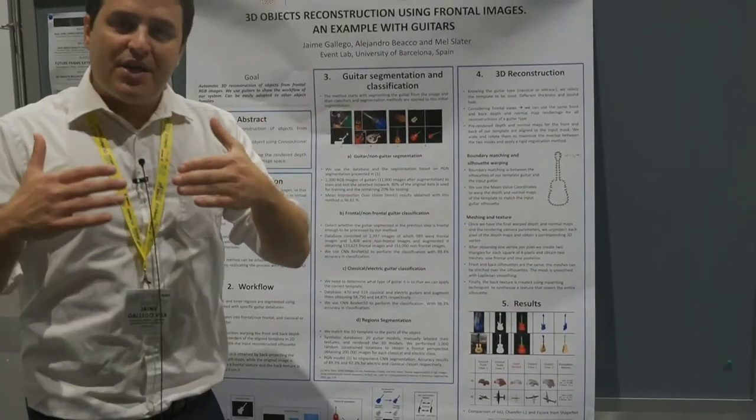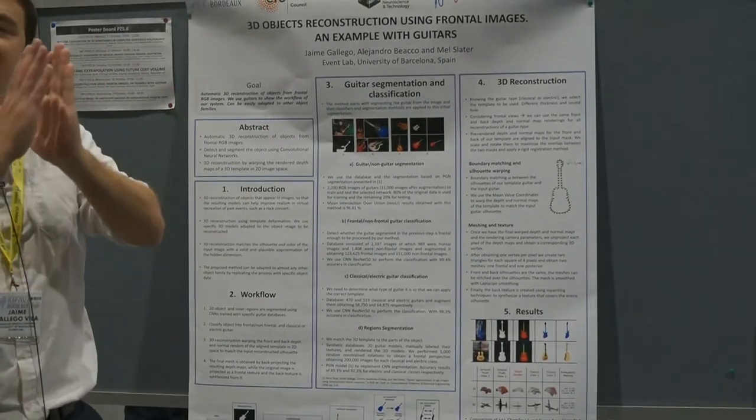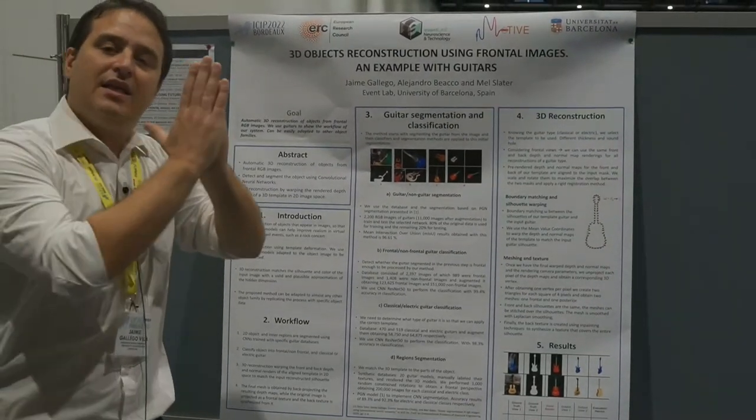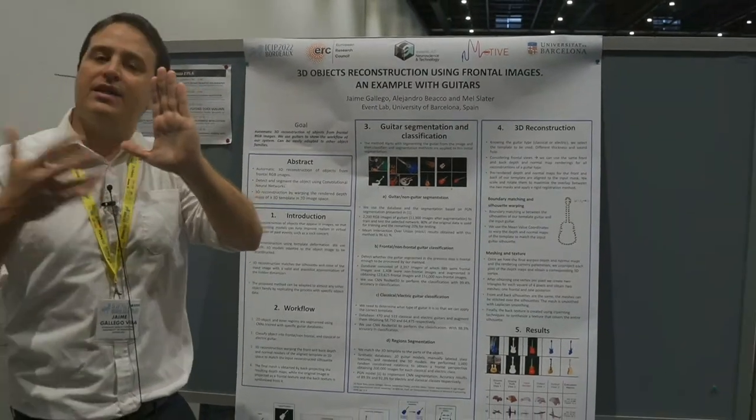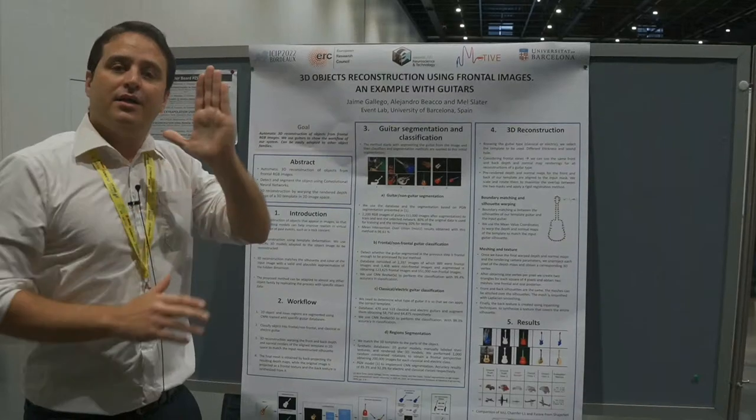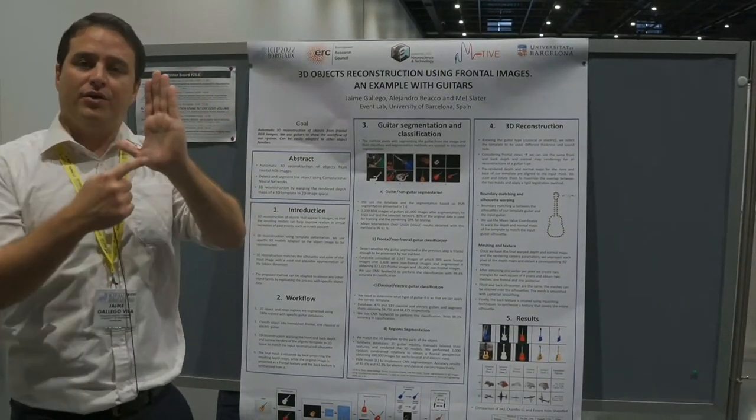Okay, and since this mesh is exactly the same as the object that we want to reconstruct, we can project the texture directly. So we have a kind of photorealistic reconstruction of the frontal part of the object. It's not exactly photorealistic, but kind of.